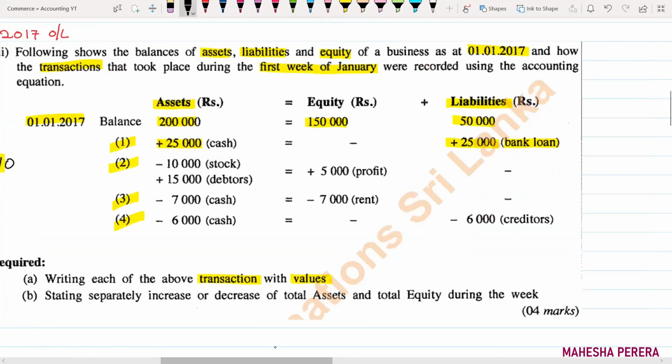Right. Now we can see that there are 3 impacts. Stock decreases by 10,000 rupees. Then debtors value increases by 15,000 rupees. And also, can you see the equity increases by 5,000 rupees because of profit.